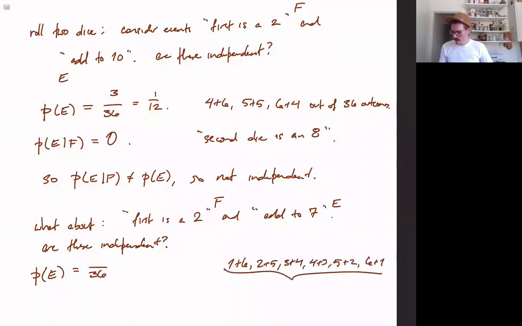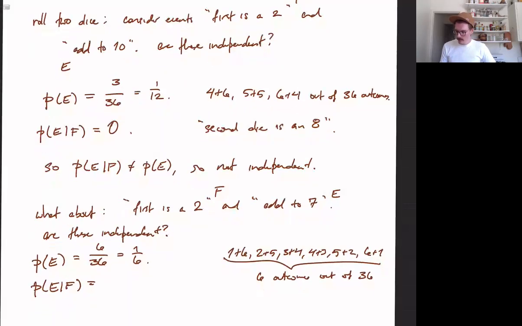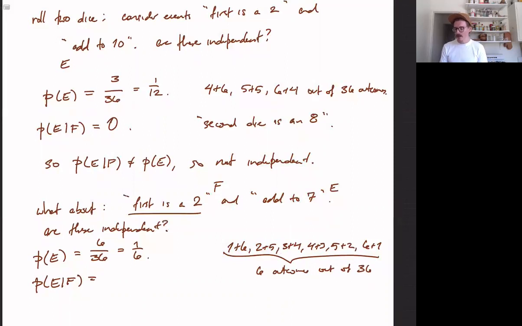So that's 6 outcomes out of 36. So that's 6 over 36, or 1/6. And what is the probability of E given F? So this is the probability that we know the first die is a 2. What is the probability that they add to 7?